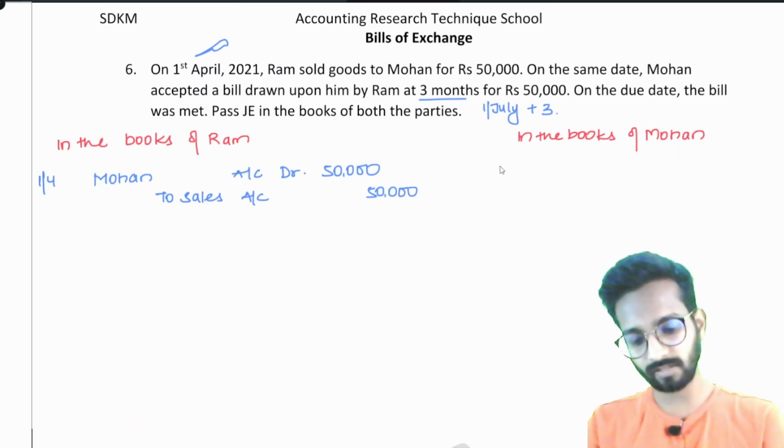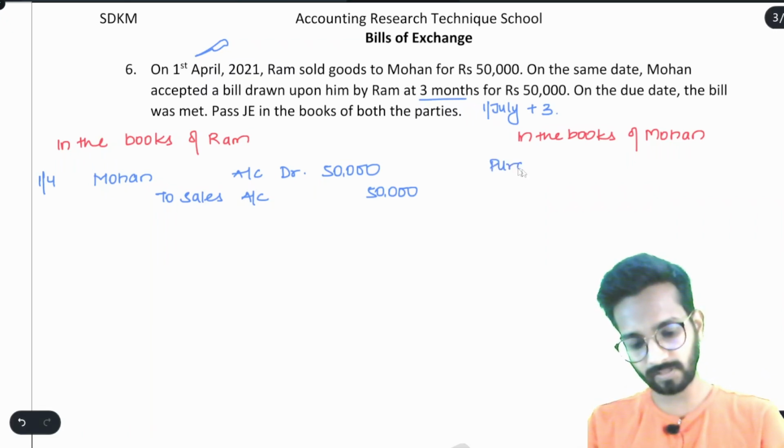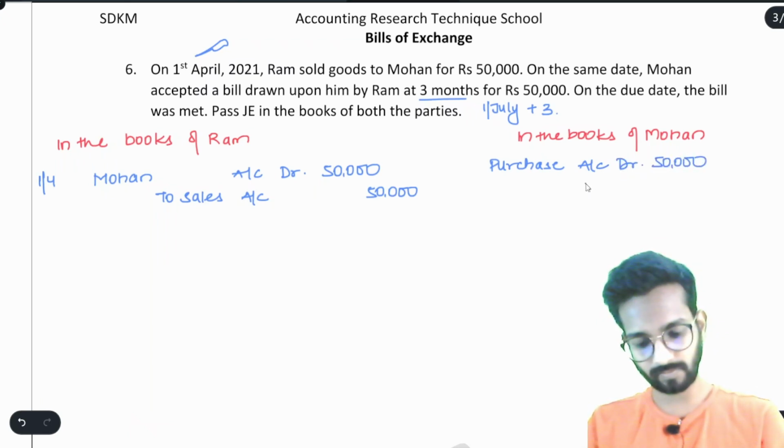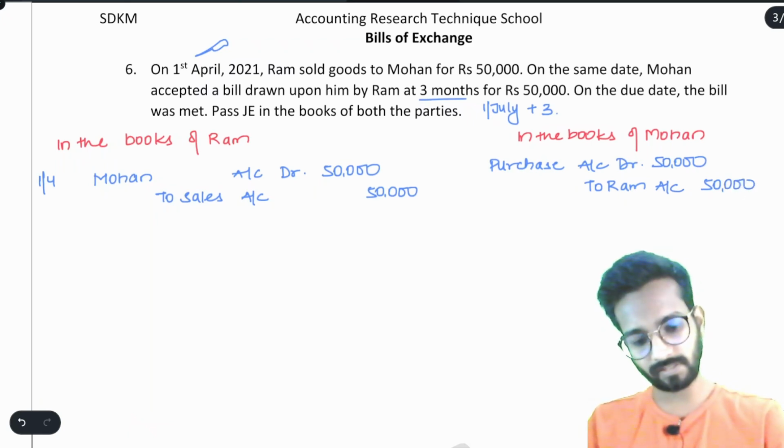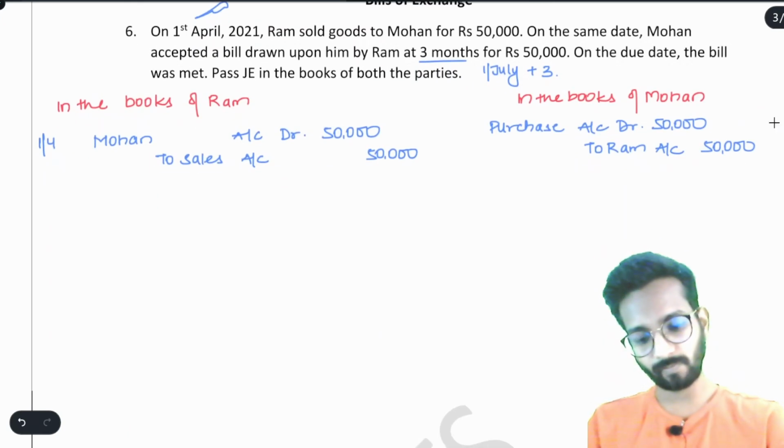In the books of Mohan, Mohan has purchased the goods. So what will he write? Purchase account debit 50,000 to Ram account 50,000. Very simple.